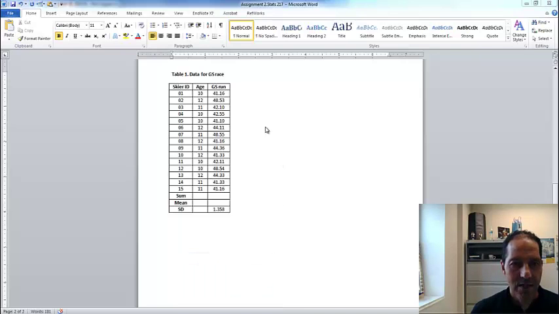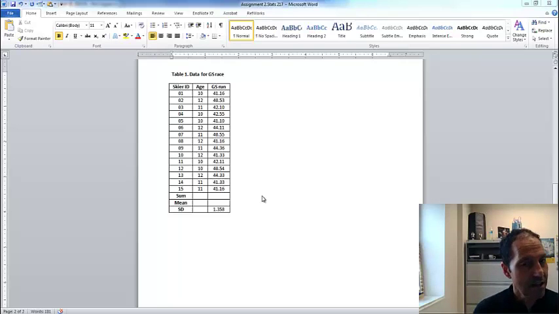So here we have some data, okay? These data are going to be used to help us calculate a variance. First we'll start with the mean and then the variance. The mean is just the average of a set of values. In this case we have 15 different values.